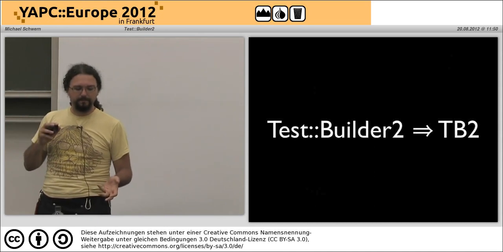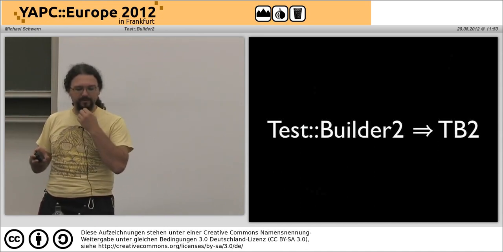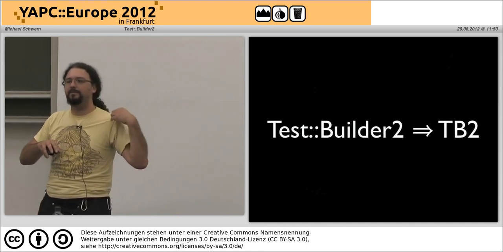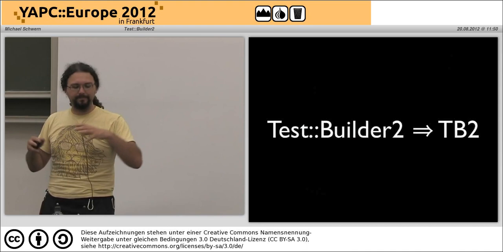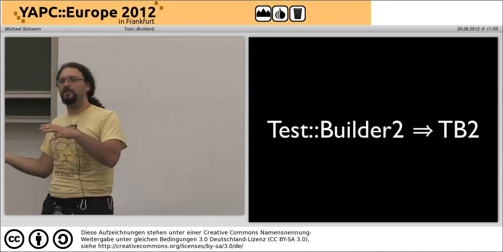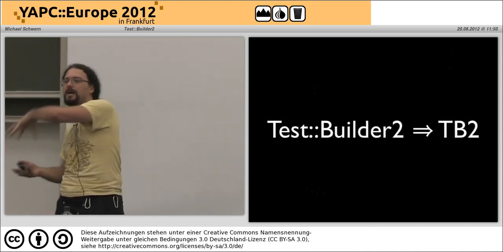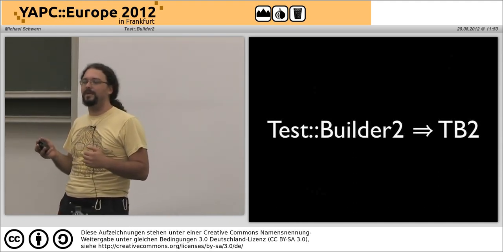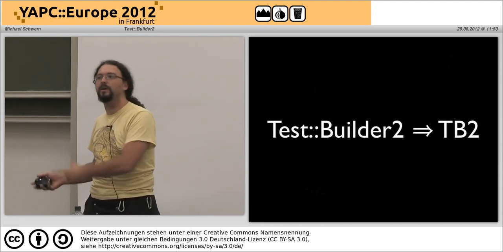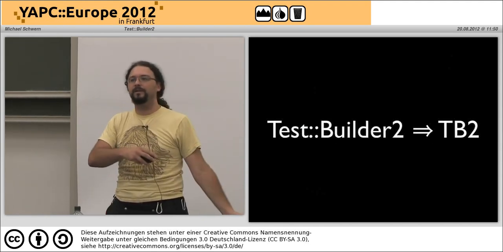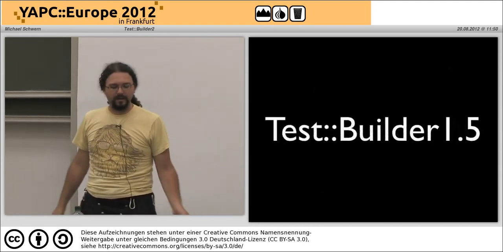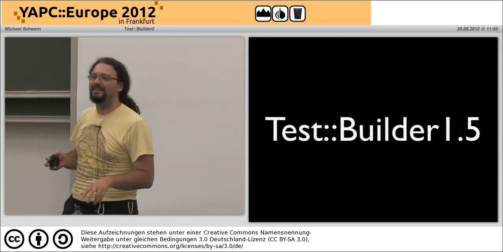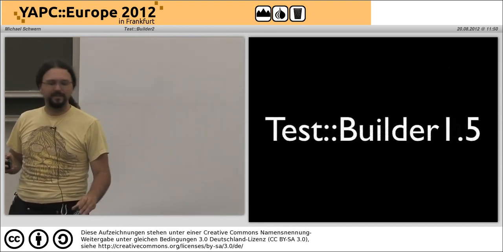So I figured, well, what if we just take TestBuilder, which has a known good API, and take the TestBuilder2 internals and re-implement TestBuilder on top of TestBuilder2. And that would be a way to basically make sure all the internals work without having to worry about all these complicated interface design problems. And thus, TestBuilder 1.5 was born. And that's what's currently being worked on in alpha releases.